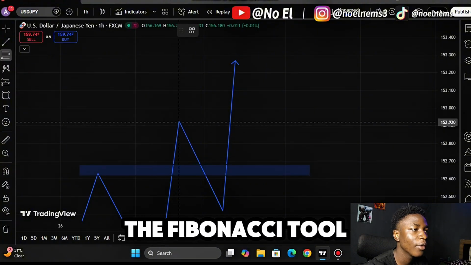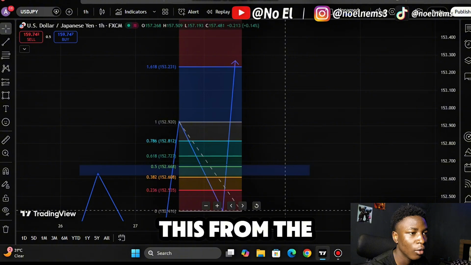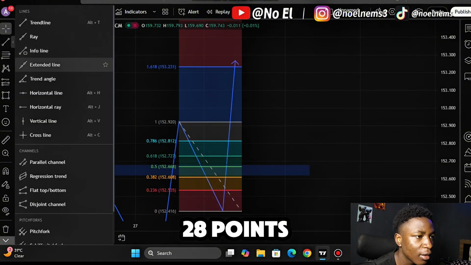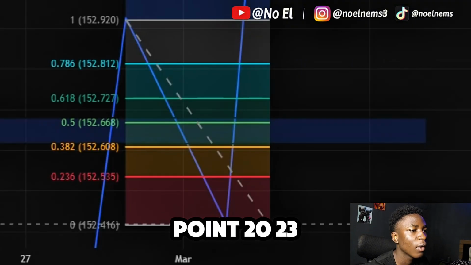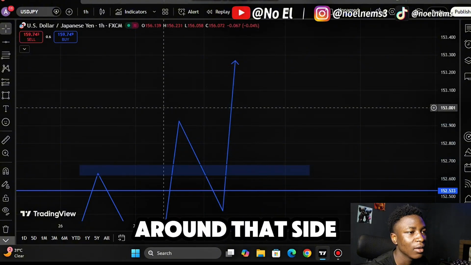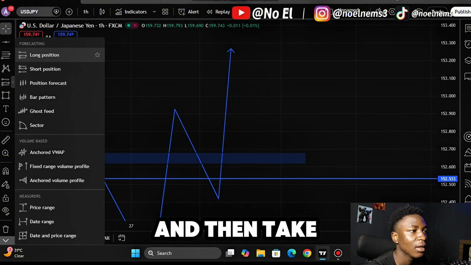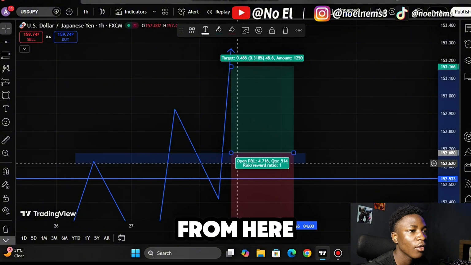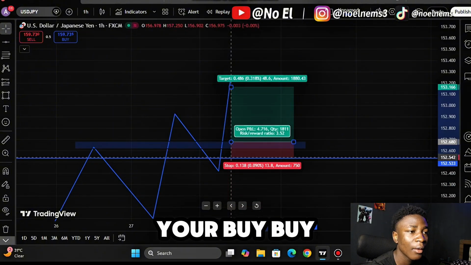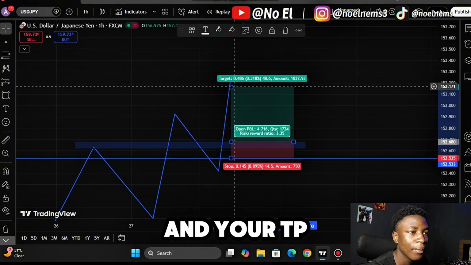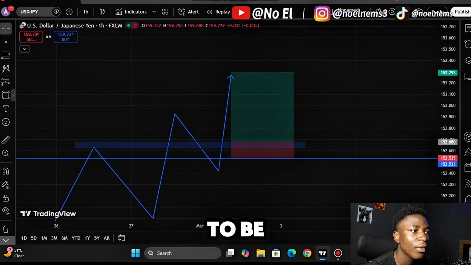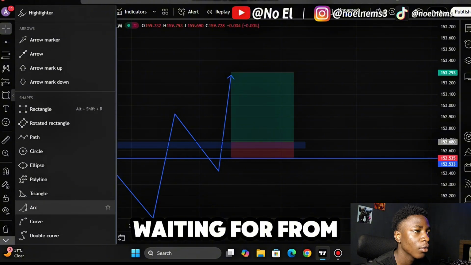Now if you discover from the Fibonacci tool, when I mark this from the highest point to the lowest point, this was 0.23, sorry, 0.23. So that is where your stop loss will approximately be, around that side. So let me clear this and then take in a buy position from here. You can put in your buy position around here, or maybe put your buy limits here, and your stop loss around here, and wherever this price is going to reverse from is where your TP is going to be. So this is what you're approximately waiting for from this level.